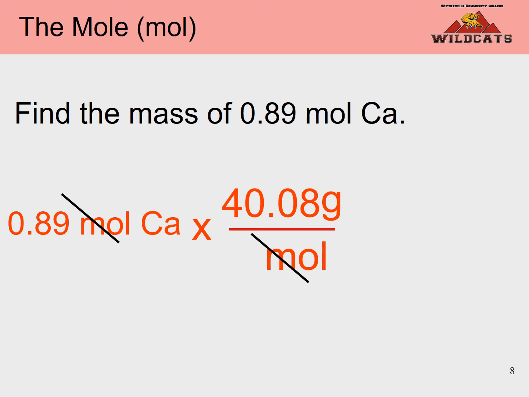So in order to find the answer to this problem, all we're going to do is, because the 40 is on the top, we're just going to multiply the two of these. And we end up with 36 grams of calcium. And you ask me, well, why is it only 36? Remember significant figures. We only have two significant figures in the 0.89. Remember, preceding zeros are not significant. So we have 36 grams as our final answer.